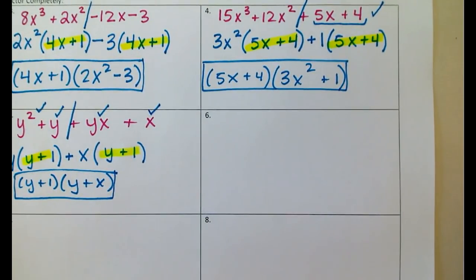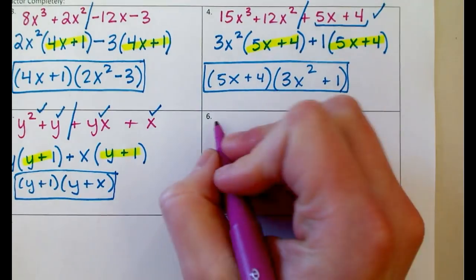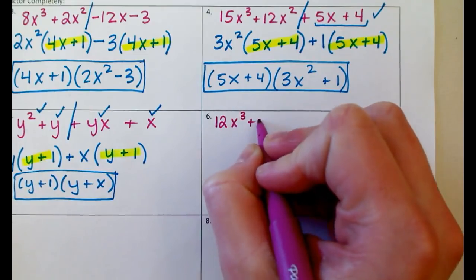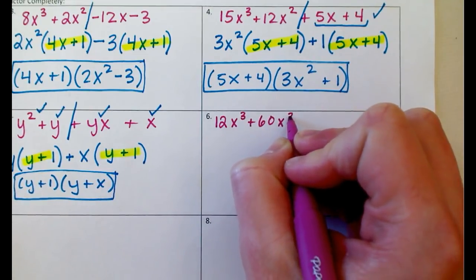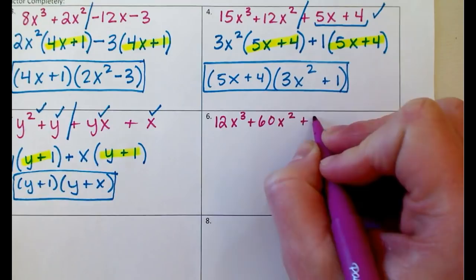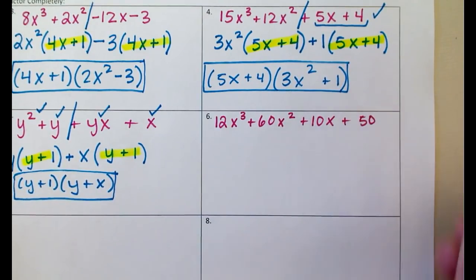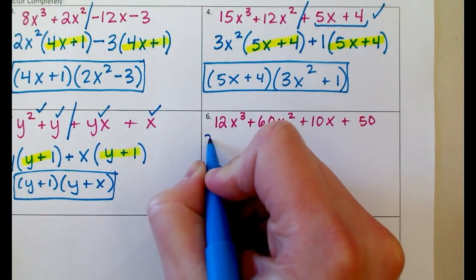All right, number 6. 12x cubed plus 60x squared plus 10x plus 50. Hopefully, when you were writing this problem down, you notice that each of these numbers had something in common. For this problem, they each have a number 2 in common. So always factor a GCF out in the beginning.